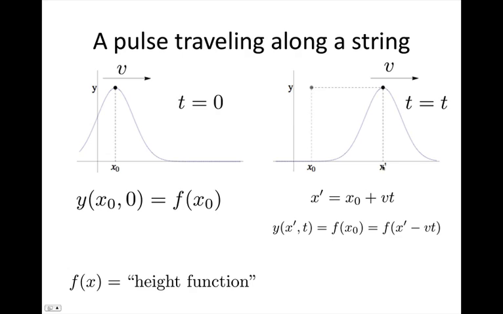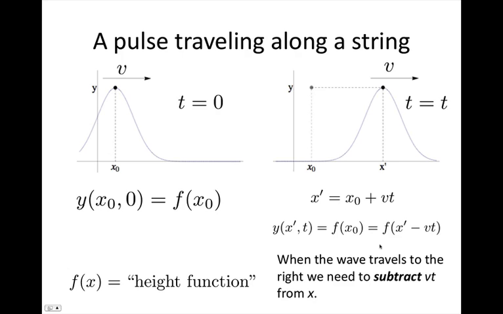Now, y of x dash at time t, that's this peak height, is the same as the peak height over here. So the peak height over here was f of x naught. So we can write this is equal to f of x naught, then x naught is x dash minus vt. So we can put in this is the same as f of x dash minus vt. Now the important point is that as this wave was moving to the right, we need to subtract vt from x to work out the height at a certain point.